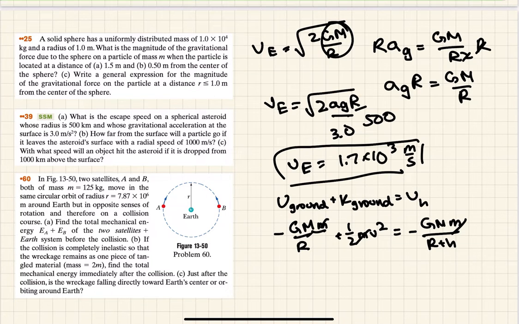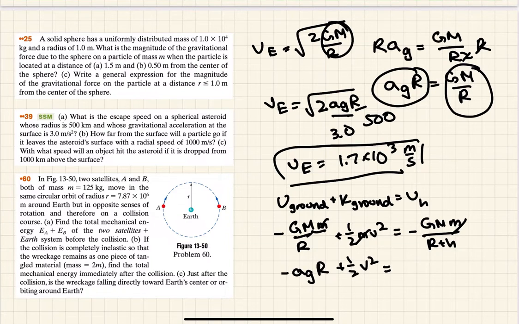And so that's not too bad to calculate. We can cancel off the m first. And we also can replace GM over r with ag times r. And so this becomes negative ag times r plus 1/2 v squared is equal to, this we can't really replace, but what we can say is GM, if we turn this into an r squared, ag r squared is equal to just GM. And so this becomes negative ag r squared over r plus h.